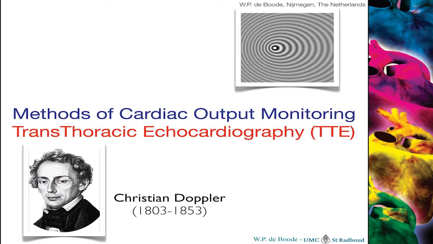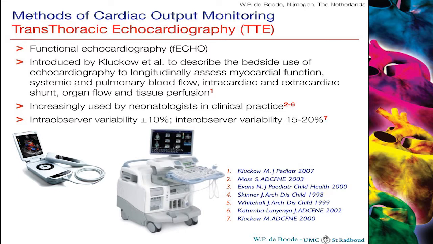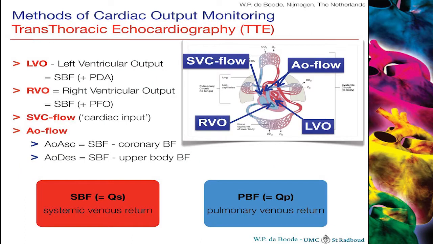First, the transthoracic echocardiography. We all know it. We use it increasingly on the neonatal intensive care unit. We call it functional echocardiography, targeted neonatal echocardiography, and my colleague Shaib Nori will discuss more about that. What we should know is that when we measure cardiac output, whether you measure left ventricle output, right ventricle output, SVC flow or aortic flow, we should know what we are actually measuring.